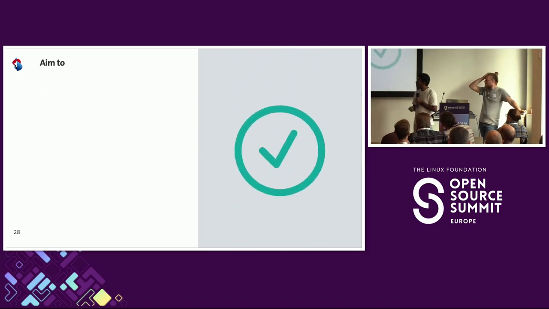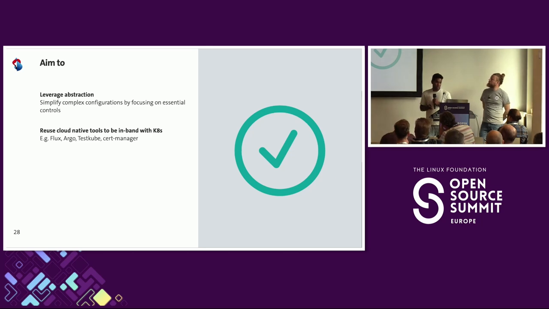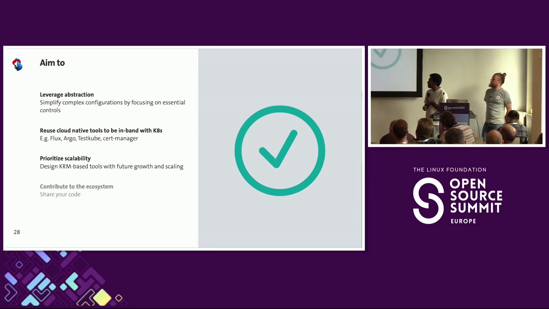Flipping this, what we are aiming to do: leverage abstraction, so strip any unnecessary configurations and focus on essential controls in Git. Reuse cloud native tools that are in band with Kubernetes, Flux, Argo, and also other tools like Cert Manager and such. If you're designing a KRM tool, design it with the mind that you need to grow and scale it into other use cases. And lastly, contribute to the ecosystem.